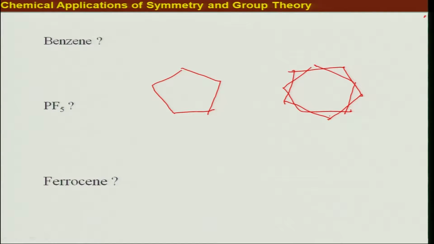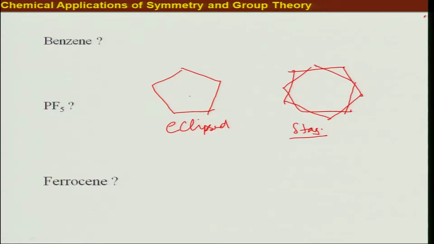Fine. So now we have to find out the point group for eclipsed and staggered conformations. Let's start with the eclipsed, which is the easiest. I tell you at the very beginning, this will have a D5H point group. Why?